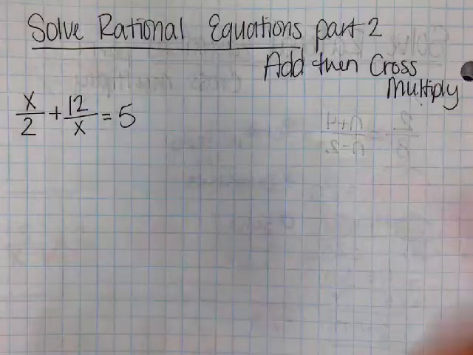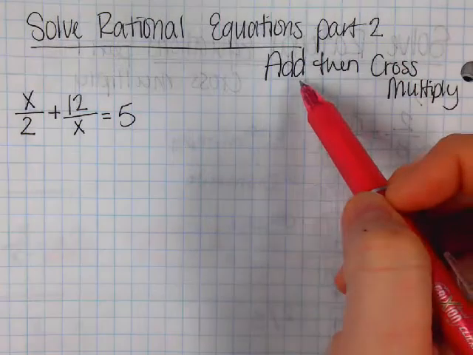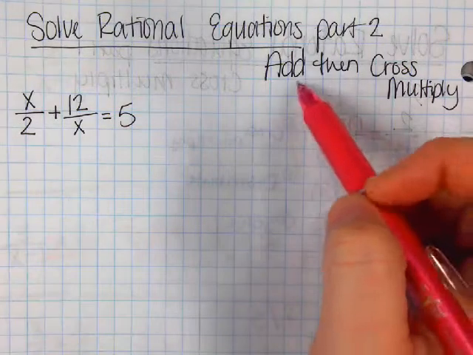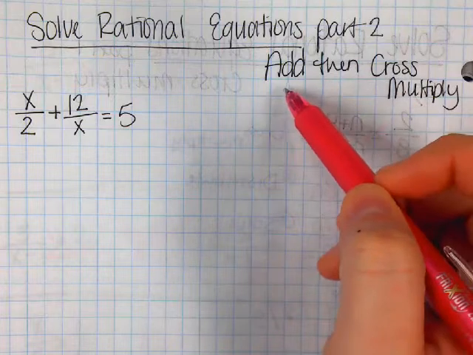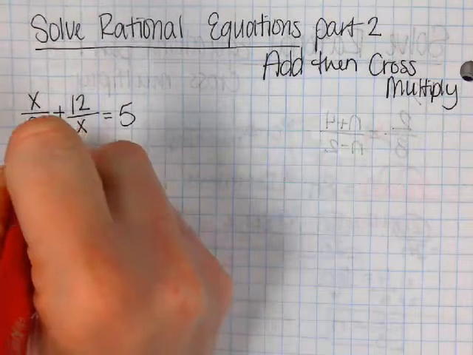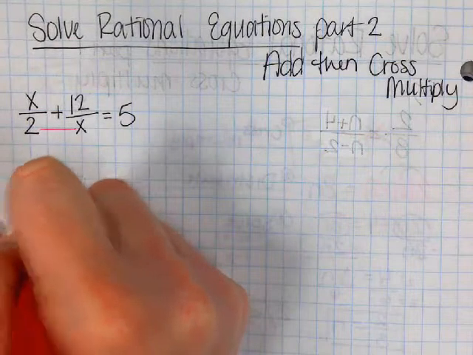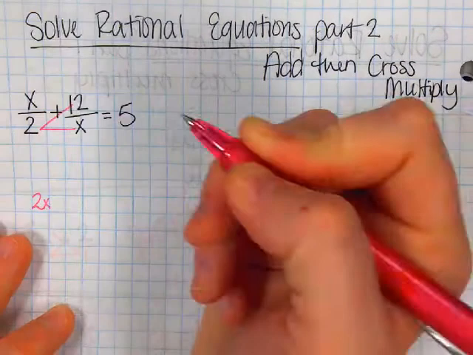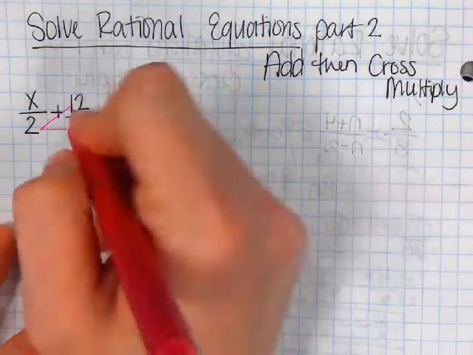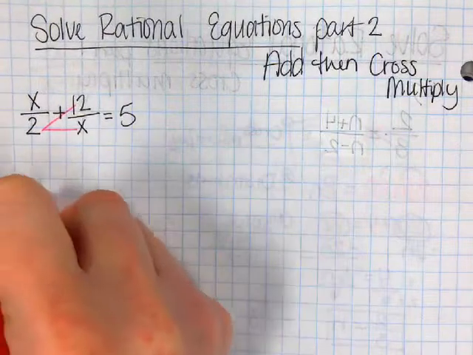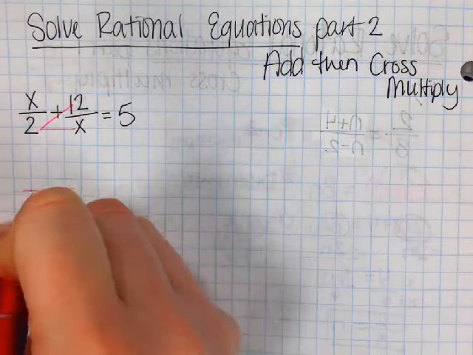So, solving rational equations part 2. These ones you're going to have to add and then cross multiply. Just like we were adding last week, I'm going to multiply across the bottom. So that would be 2x. And then I multiply across. So 2 times x goes on the bottom.